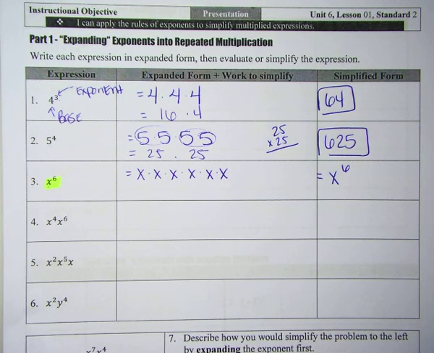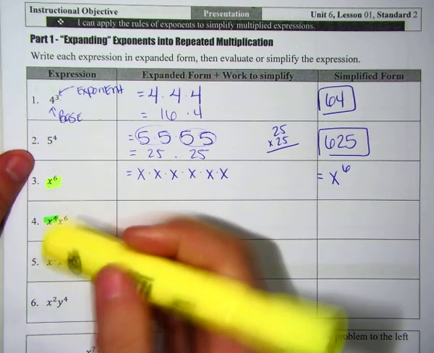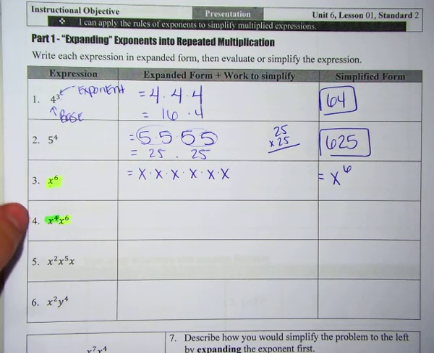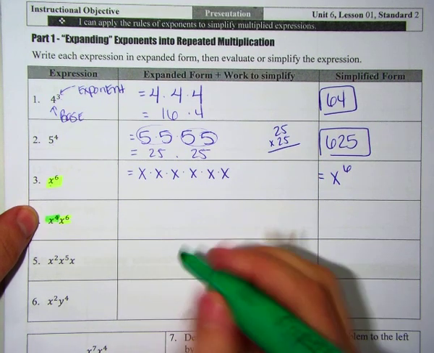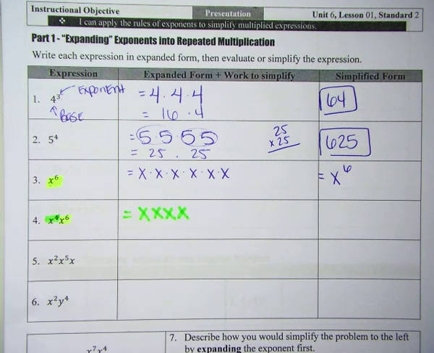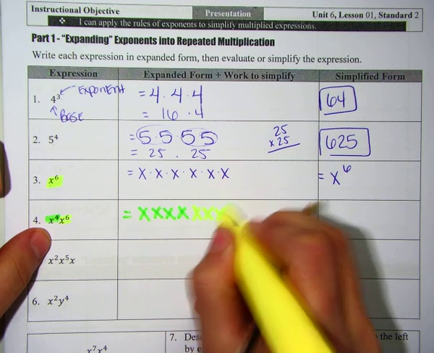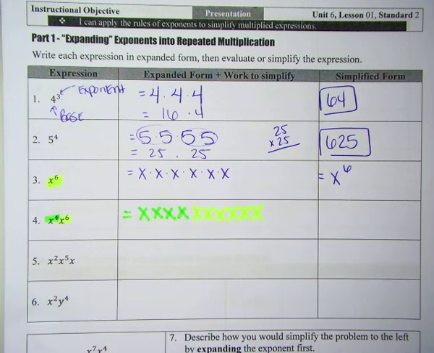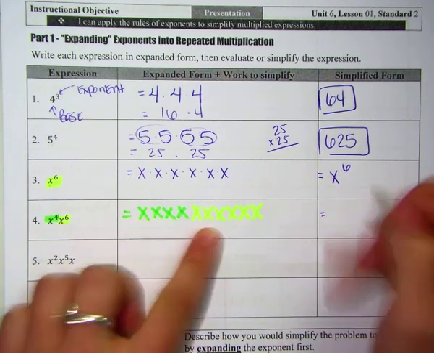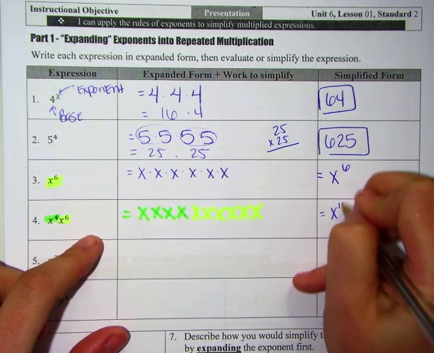Now the next one, this is x to the fourth power times x to the sixth power. So I'm going to write x to the fourth power as x times x times x times x. Then x to the sixth power, I'm going to write that 6 times. Now I need to count it up. I'm multiplying x times itself 1, 2, 3, 4, 5, 6, 7, 8, 9, 10 times.